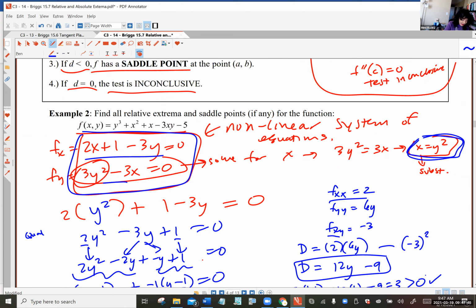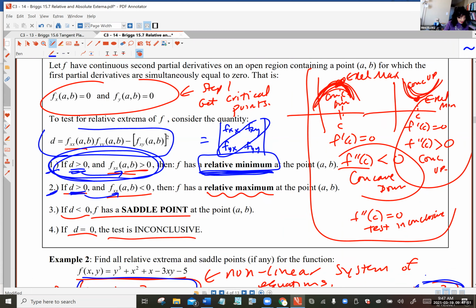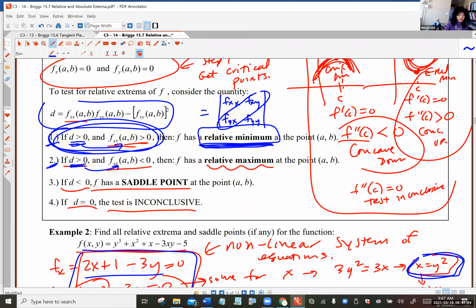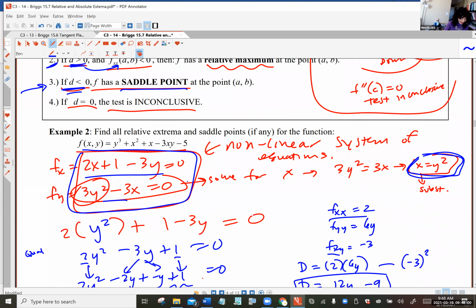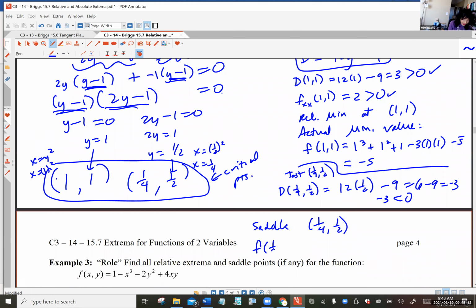What does the theorem, the D-test theorem, also known as the second partial test theorem, tell us is going on if D is less than 0? Saddle point. Yeah, we got a saddle point at (1/4, 1/2). Now, if they asked you for the value of your function at the saddle point, you could evaluate, but it's not going to give you a min or a max, and I get a really weird number, negative 79/16. So, okay, fine. But we have a saddle point, which is neither a max nor a min, as you saw with my little horse picture. And we're done with this problem.